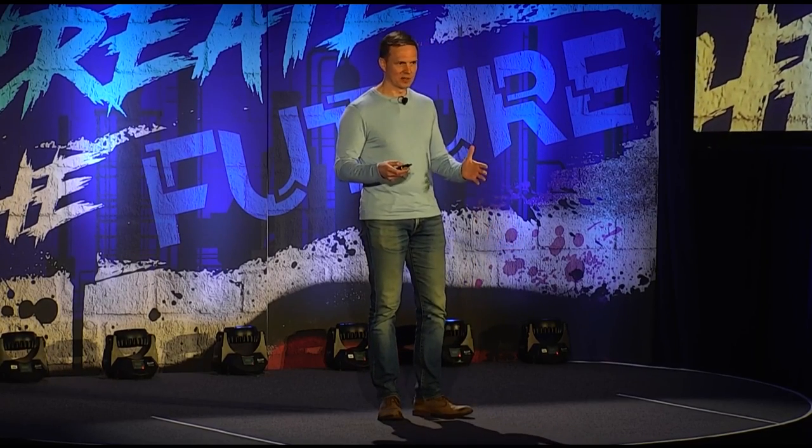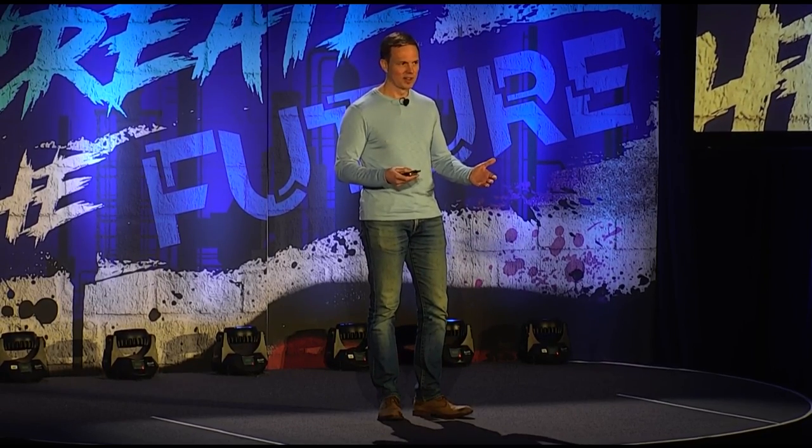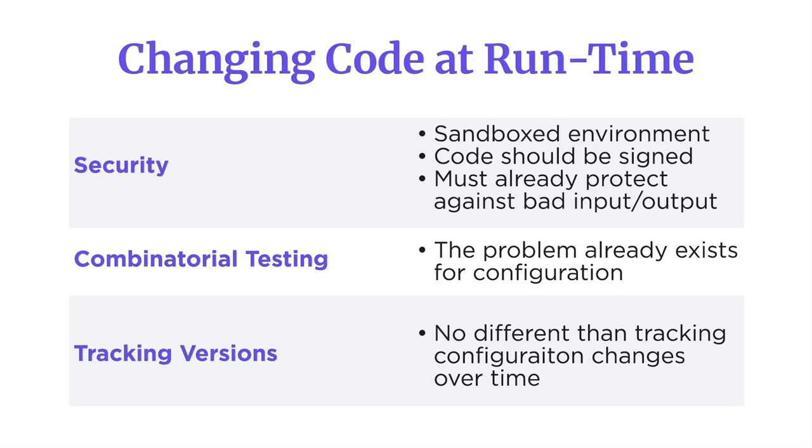Often Edge IoT devices have a large number of configuration parameters that change behavior, and you already have a combinatorial testing problem. So it doesn't really make it any worse. And then the third objection is tracking versions. If someone calls your customer support line, how are you even going to know what kind of code they're running if it can change? Again, I think this is really just back to having a large number of configuration parameters that change behavior. You need to be able to track that well over time, and it's just motivating doing a good job at these things.